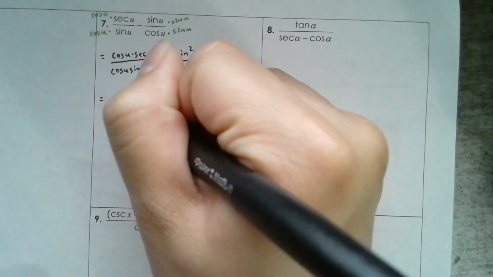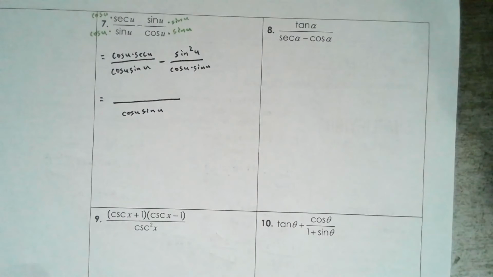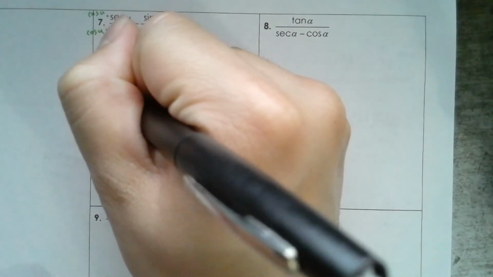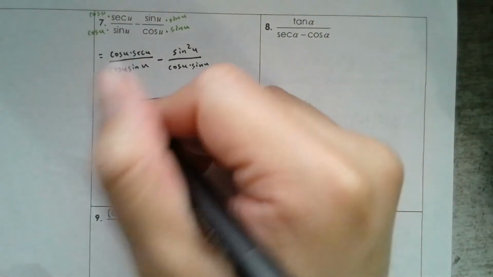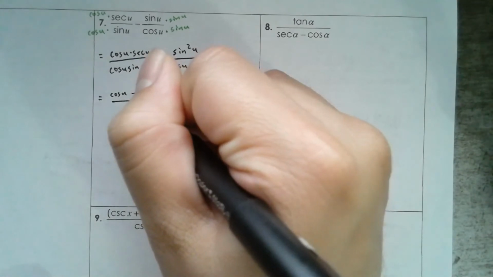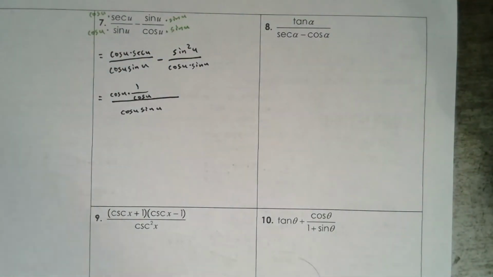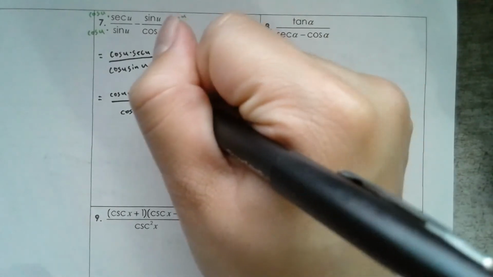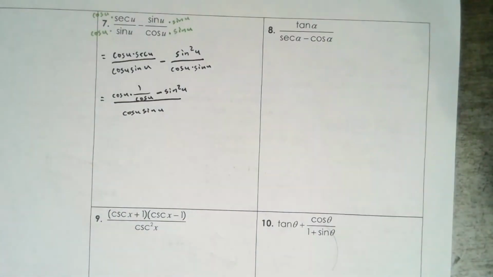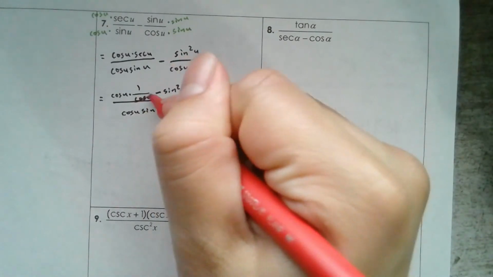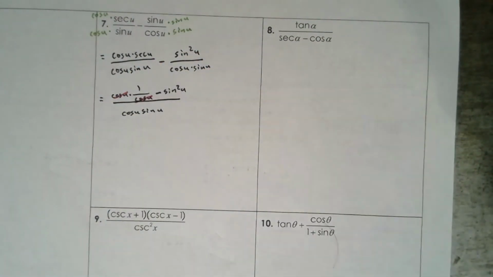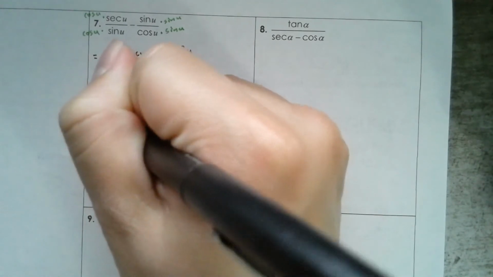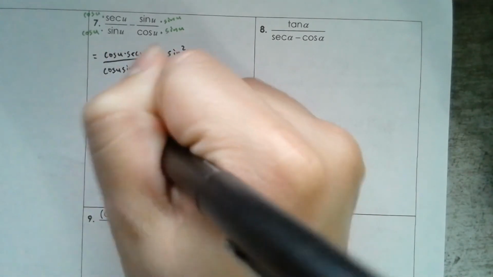For the numerator, cosine u times secant u, that's 1 over cosine u, so times, minus, and then I have sine squared u. The cosine u's here will cancel. Then I will have 1 minus sine squared u on top, all over cosine u sine u.